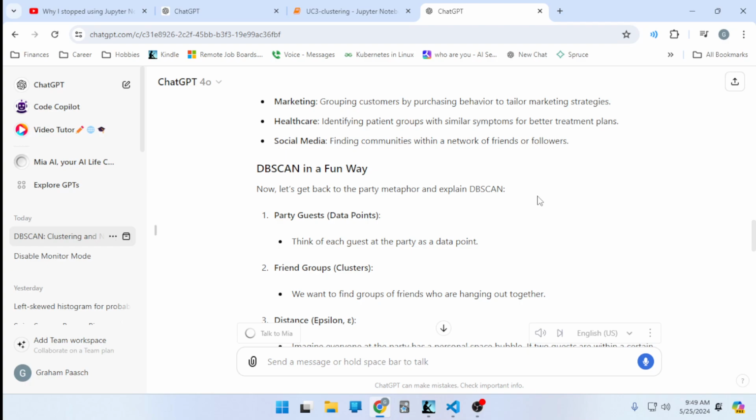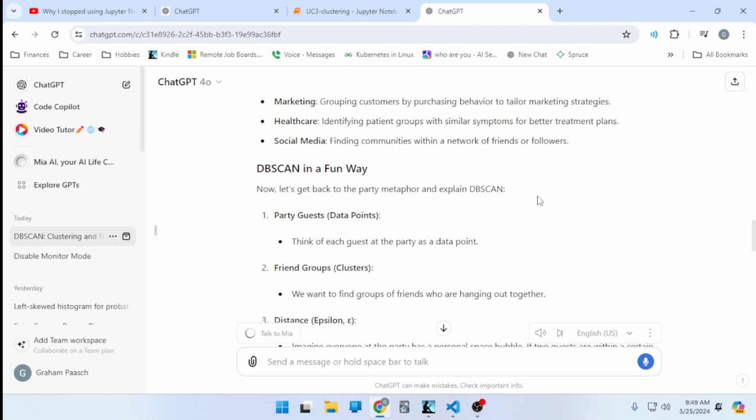DBSCAN in a fun way now. Let's get back to the party metaphor and explain DBSCAN. Party guests, data points. Think of each guest at the party as a data point. Friend groups, clusters. We want to find groups of friends who are hanging out together. Distance, epsilon. Imagine everyone at the party has a personal space bubble. If two guests are within a certain distance, epsilon, they can easily chat. This distance is our epsilon.